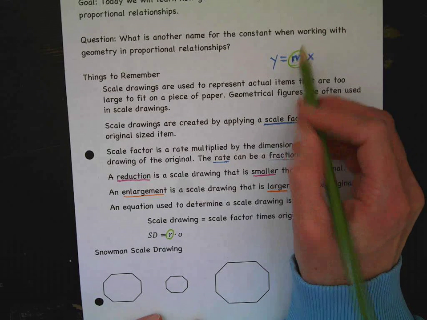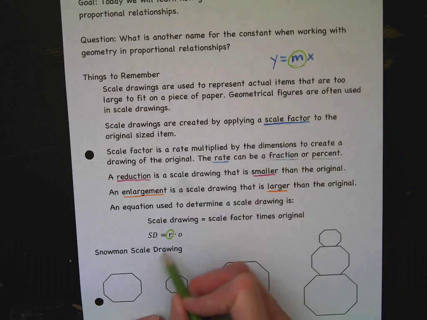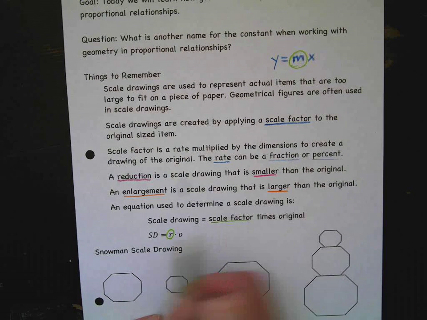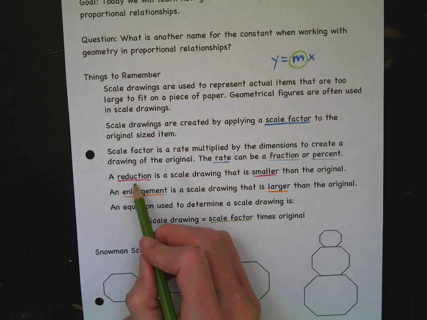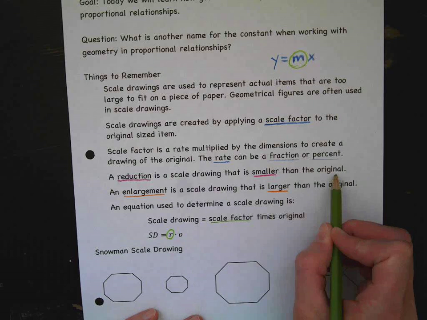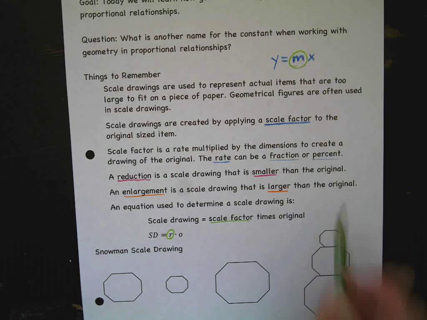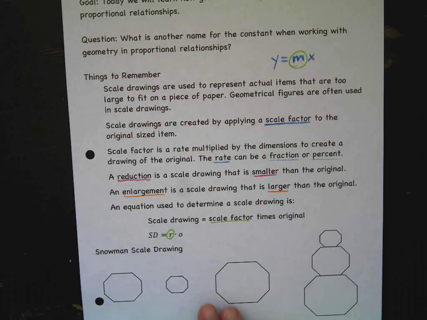So remember we talked about it having many names. Unit rate, constant, and now we can also add to it scale factor. The scale factor is the constant amount that you're changing the original by. And remember that a reduction is smaller than the original, and the enlargement is larger than the original. Okay, so that's kind of interesting.